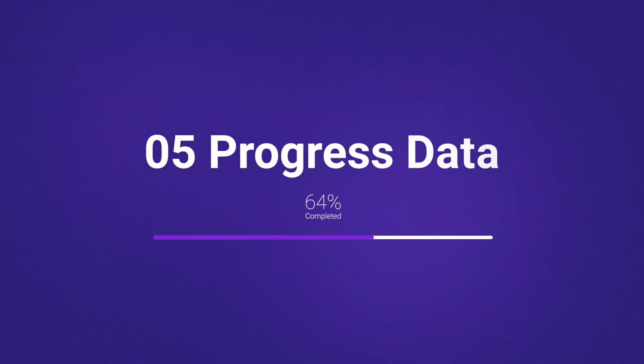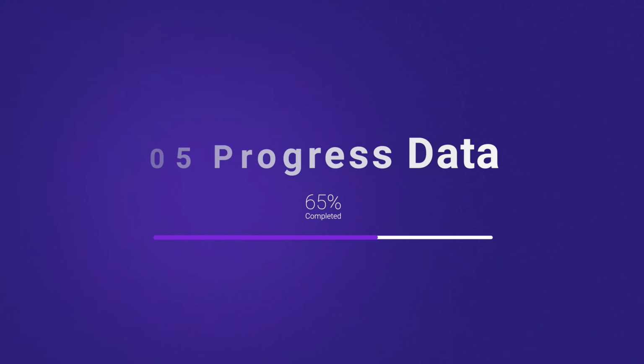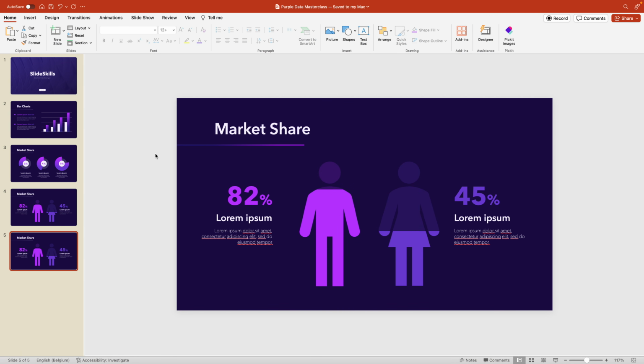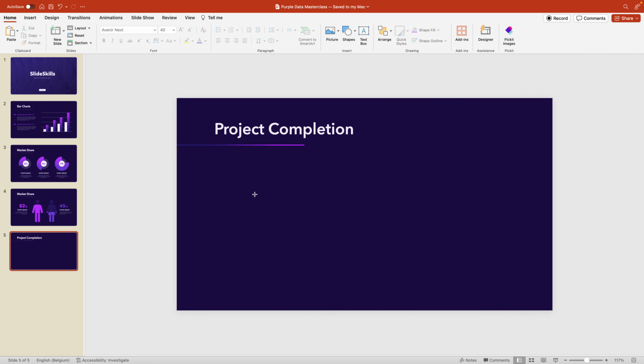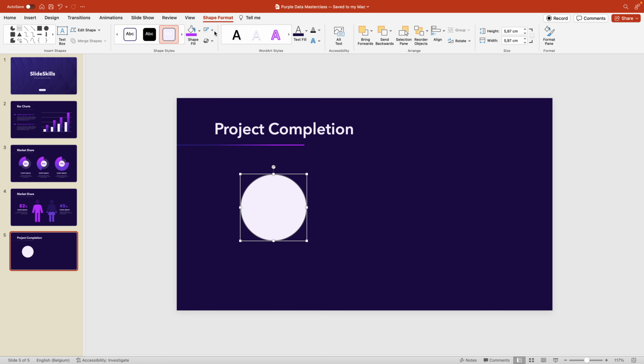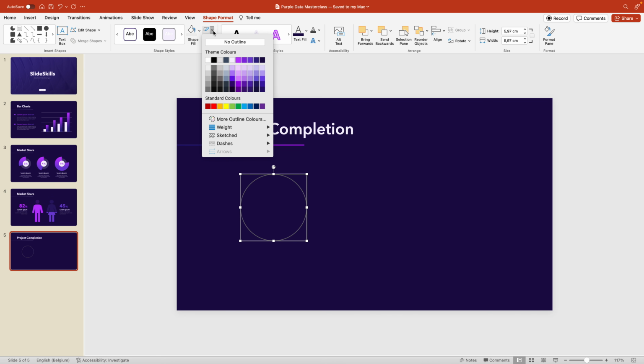Moving on to the next one, which is a project completion. So a nice way to visualize percentages on the slide. We're also going to start from the same starting point, remove content, where we show the completion of a project. And for that, we're going to insert a shape. We're going to remove the fill in this case, and we're going to give it an outline.